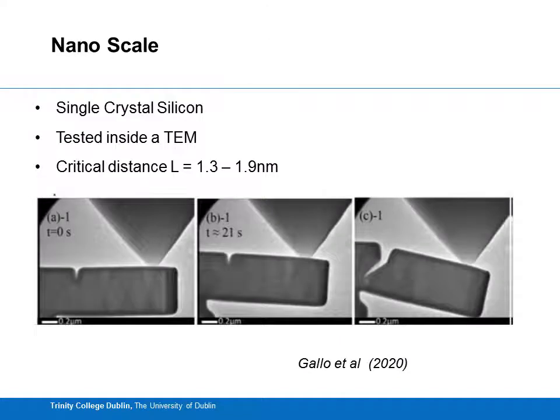Turning to a slightly more unusual example, this is single crystal silicon, the work of Gallo et al. And this is possibly one of the smallest ever specimens used for a TCD analysis. They're actually loading this and testing it inside a TEM. But really the philosophy is the same. We're looking at tests on notch specimens with different root radii and consequently discovering a critical distance, which is very, very small but finite. It's of the order of 1 or 2 nanometers, but nevertheless finite.